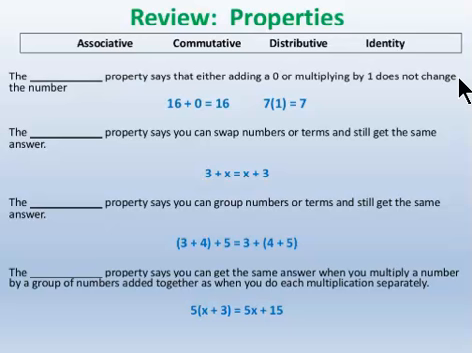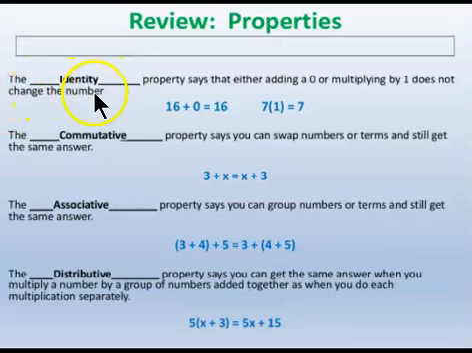Pause. So now that we've gotten to that, the identity property says that either adding 0 or multiplying by 1 does not change the number, because you get the identical number again. So whatever number you put in, you get out. Commutative is the property that swaps numbers or terms and gets the same answer, which means kind of like commute, it moves. Since this one has moved to this point and this one has moved here, switching places, it's considered a commute.